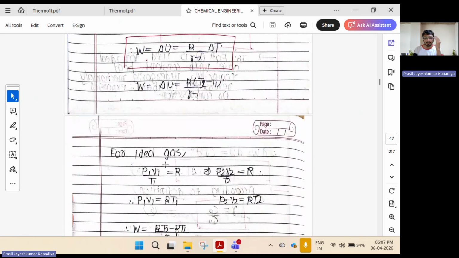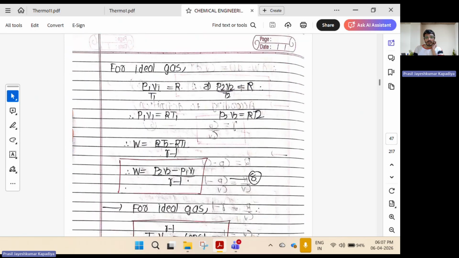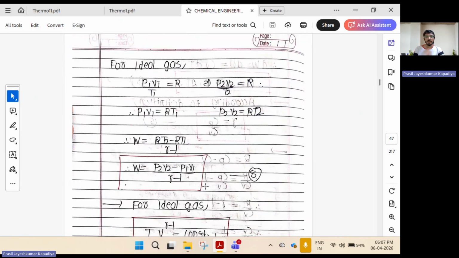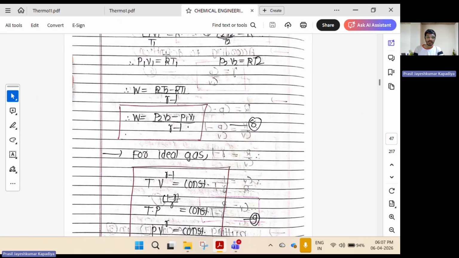Now if we replace, for ideal gas, PV is equal to RT. So P1 V1 is equal to RT1, and P2 V2 is equal to RT2. So RT2 minus RT1, I can write it down as P2 V2 minus P1 V1 divided by gamma minus 1. This is one way of deriving it.